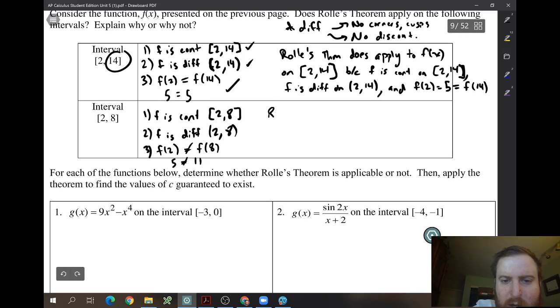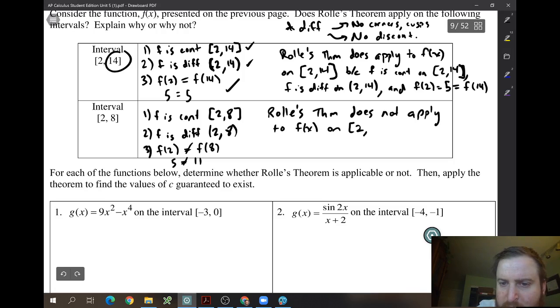So we'll say Rolle's theorem does not apply to f. Now, it's always important to include the interval that you're talking about, because it does apply to f for different intervals. It just doesn't apply from 2 to 8 because f of 2 is not equal to f of 8. And so there's that.